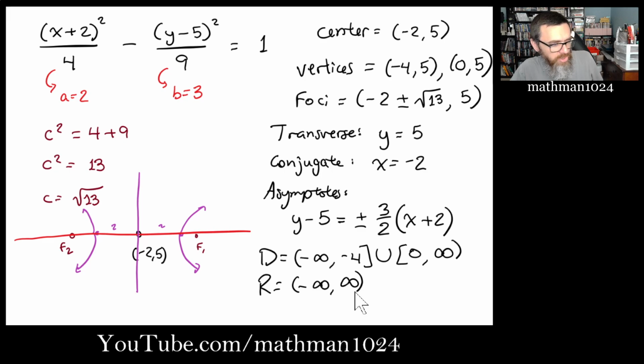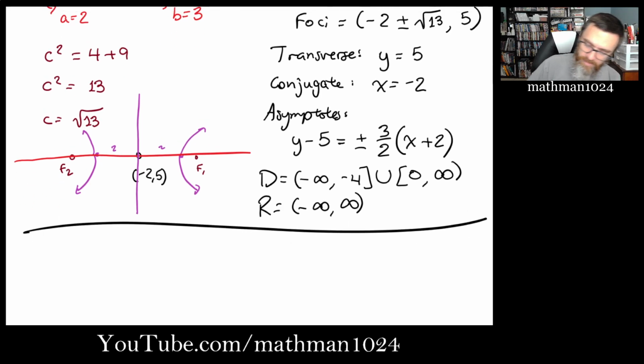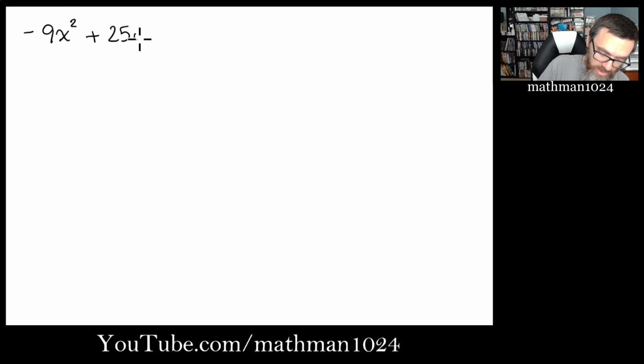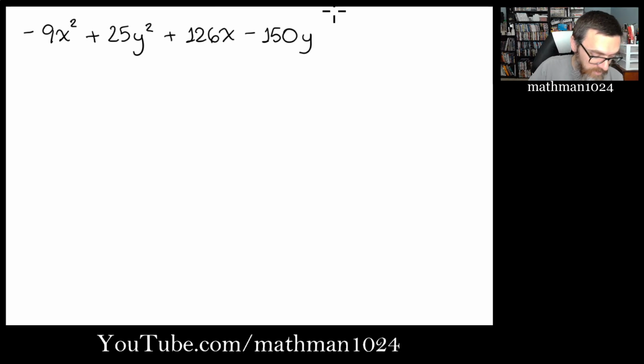Take your time, draw a quick sketch, get an idea about the location of everything, and no problems. All right, so let's run it again. Do something very similar to it. And let's try this. We have negative 9x squared plus 25y squared plus 126x minus 150y minus 1116 equals 0.